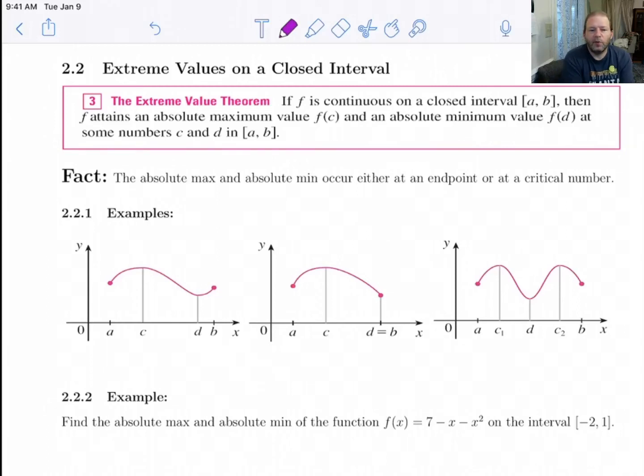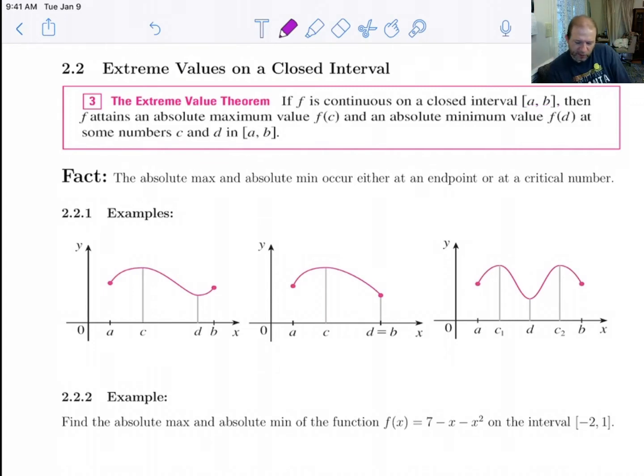All right, still in section 4.1, we're going to talk about extreme values on a closed interval. Previously, when we talked about absolute max and mins, we talked about an absolute max or min on the entire domain of a function. Here, we're restricting it down so that instead of looking at the whole domain, we're just looking at one particular closed interval from A to B.